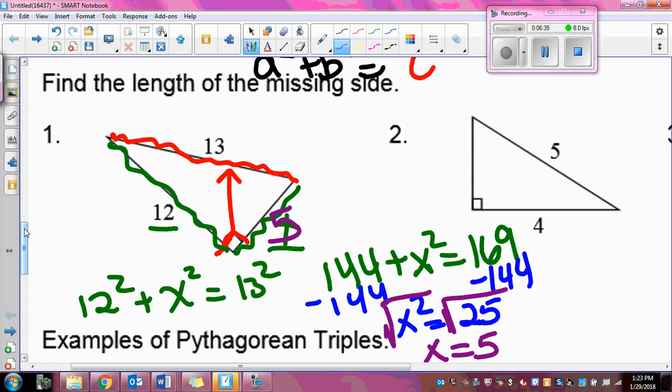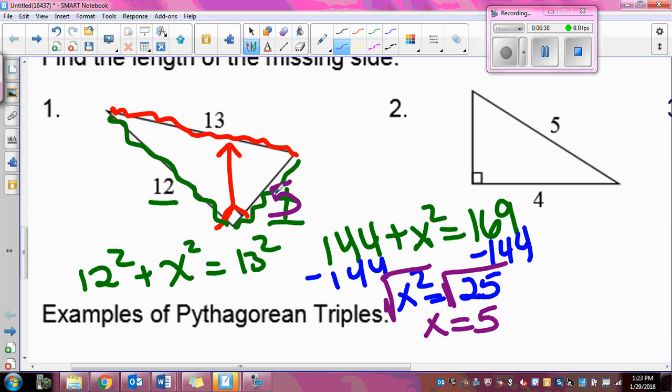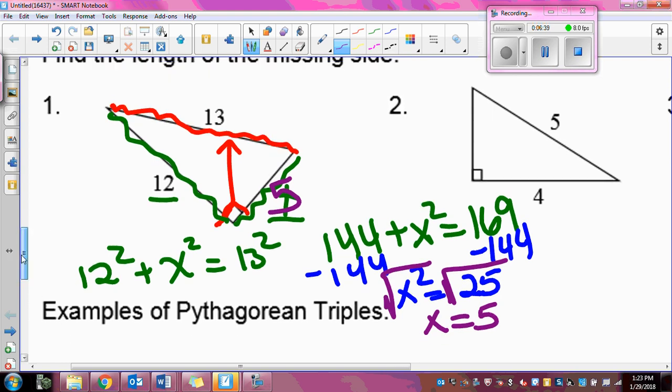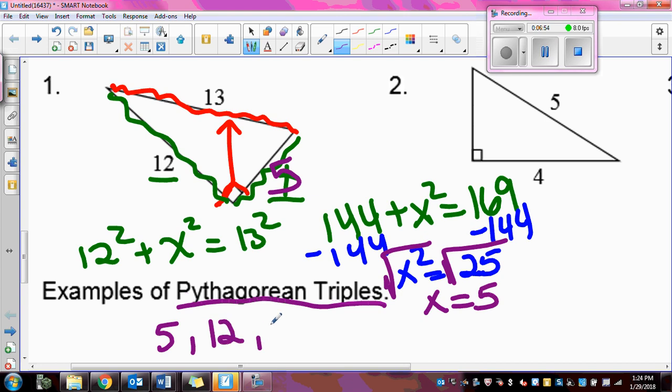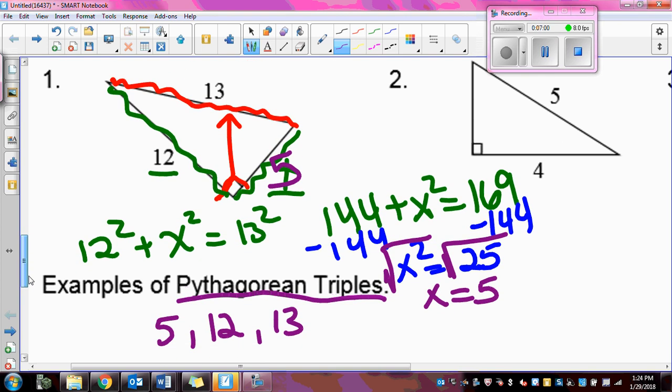And since they're all whole numbers, 13, 12, and 5, this is called a Pythagorean triple. Okay, when a squared plus b squared equals c squared, and they're all whole numbers, that's a Pythagorean triple. So give me an example of a Pythagorean triple. Well, 5, 12, 13 is a Pythagorean triple. All right, give me some more examples. Try some more sides out, and try number 2.